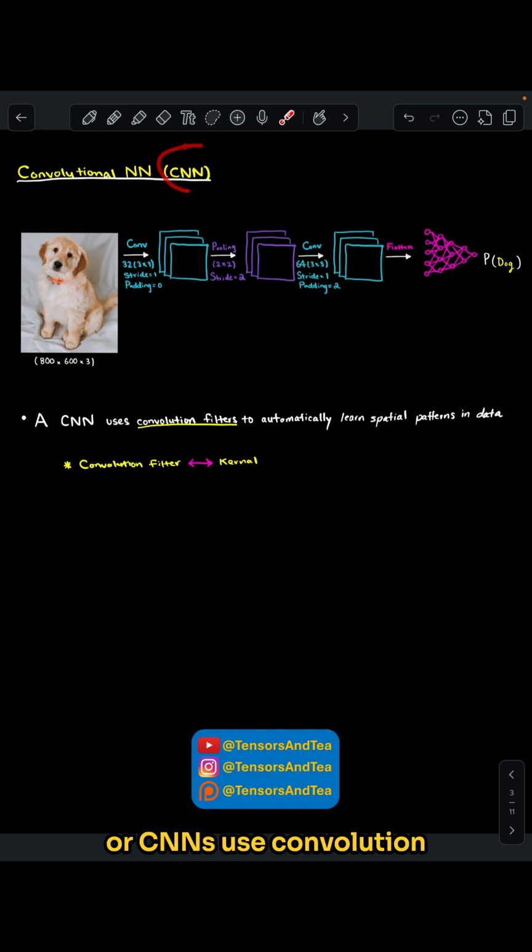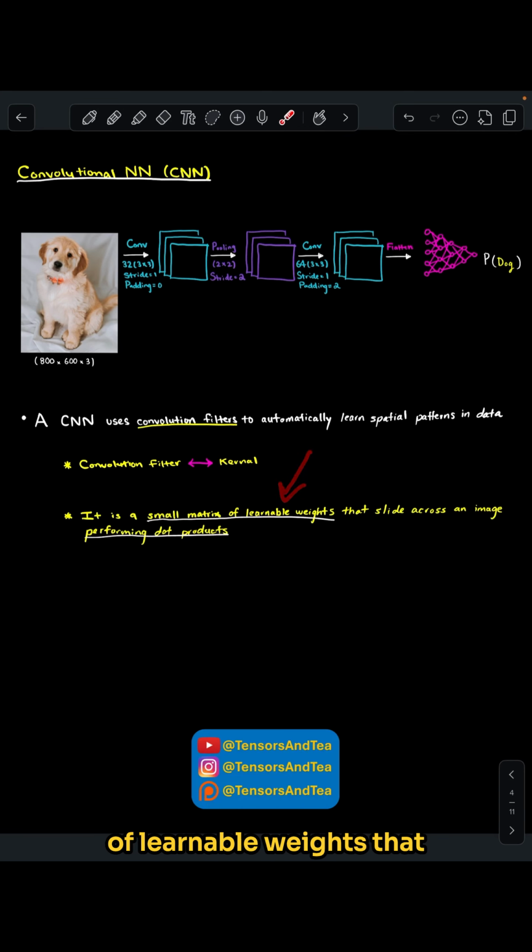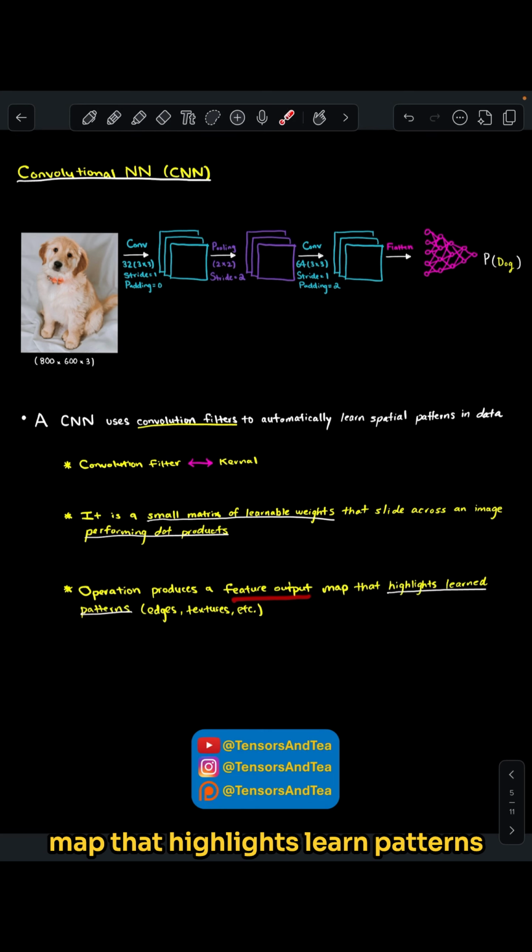Convolutional neural networks, or CNNs, use convolution filters to automatically learn spatial patterns in data. A convolutional filter here is the same as a kernel, and it is just a small matrix of learnable weights that slide across an image performing dot products. Each operation produces a feature map that highlights learned patterns such as edges, textures, etc.